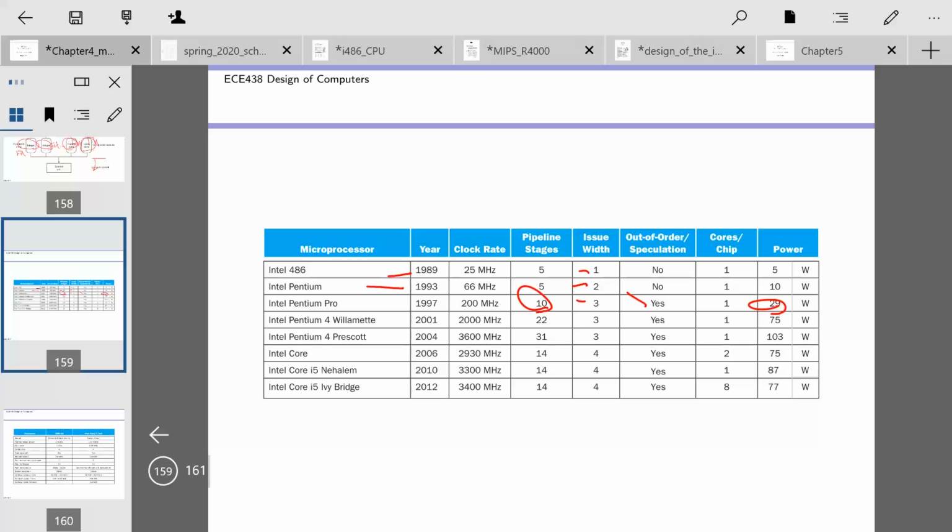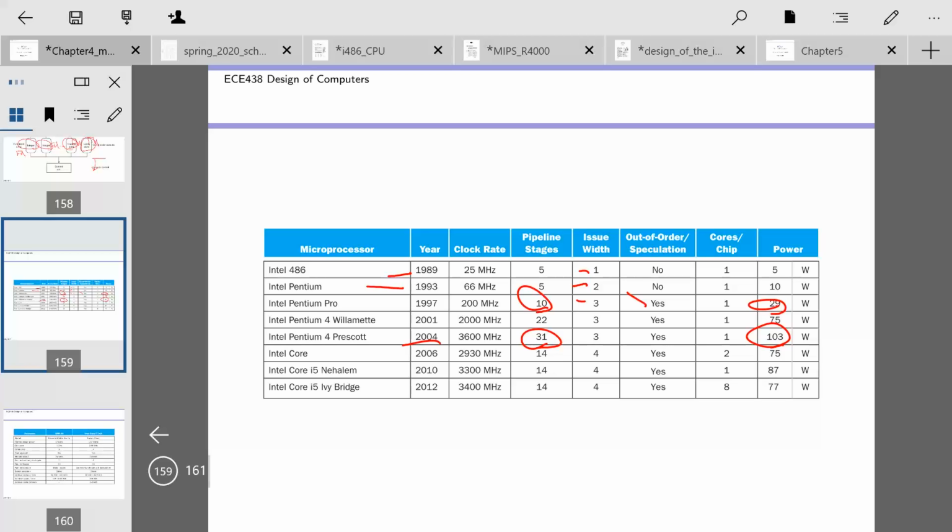Intel got addicted to speed here, and we see here the Pentium 4 was where they hit rock bottom, so to speak, on that speed: 31 pipeline stages, issuing 3 instructions per cycle, out of order execution, and a 103 watt thermal design power. Just to give you a comparison, I bought a server recently that has 20 cores on it, and its thermal design power is 86 watts. So we have gradually reduced the amount of wattage.